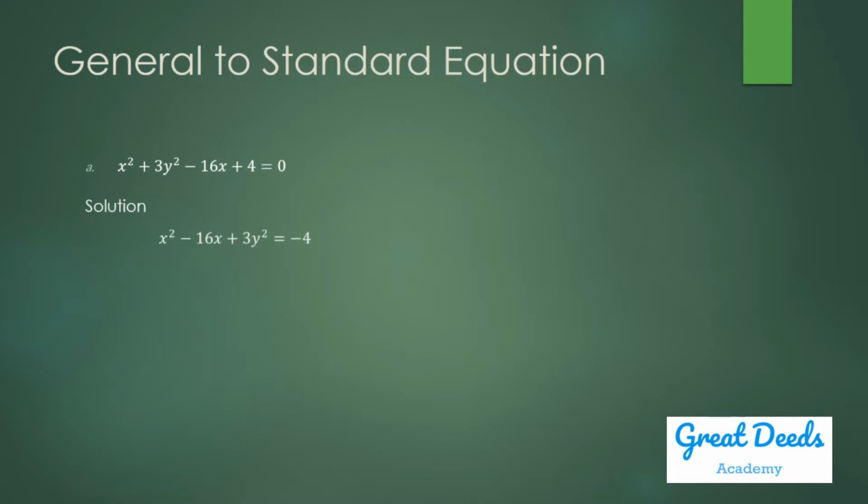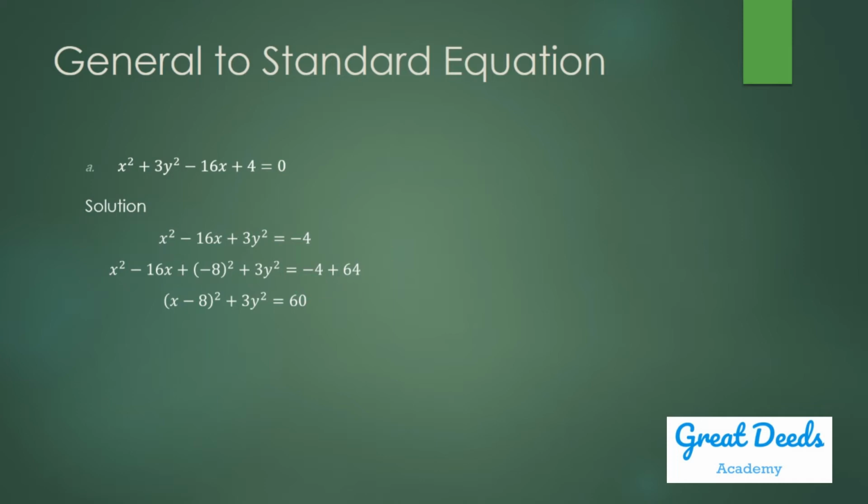So we transpose the constant term. We divide the coefficient of x, which is negative 16, by 2, which gives negative 8, and then we square it. And then, of course, we must add it to the constant term. This now is the square of a binomial, the square of x minus 8. And negative 4 plus 64 is 60.